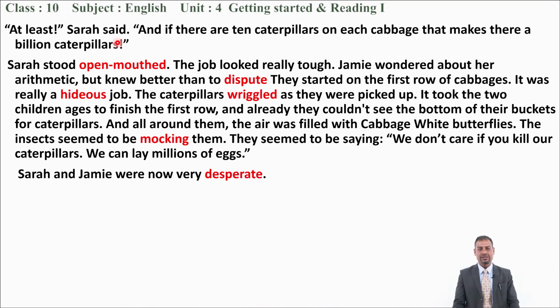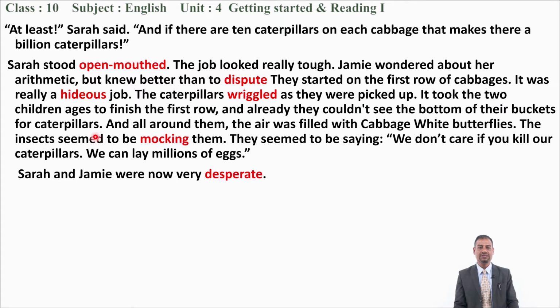At least, Sarah said, and if there are 10 caterpillars on each cabbage, that makes there 1,000,000,000 caterpillars. Okay? Sarah stood open-mouthed. The job looked really tough. Jamie wondered about her arithmetic, but knew better than to dispute. They started on the first row of cabbages. It was really a hideous job. The caterpillars wriggled as they were picked up.